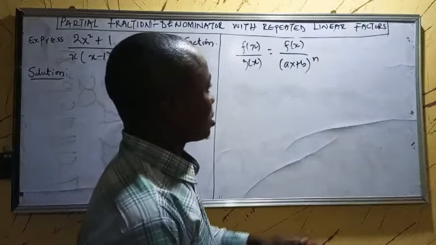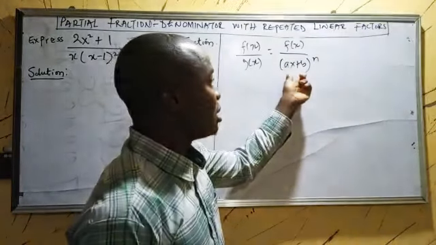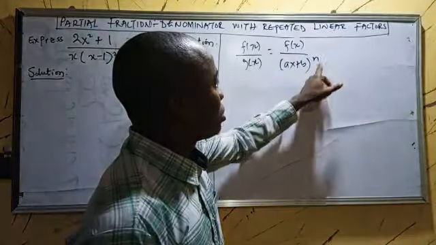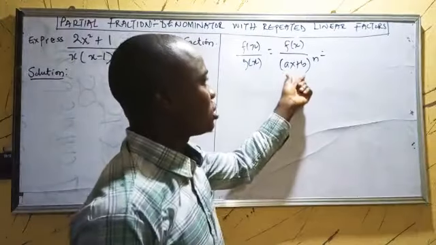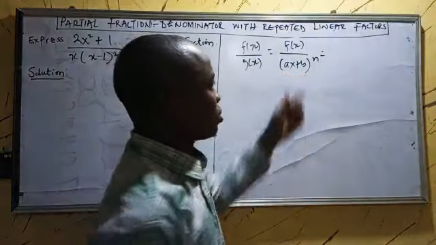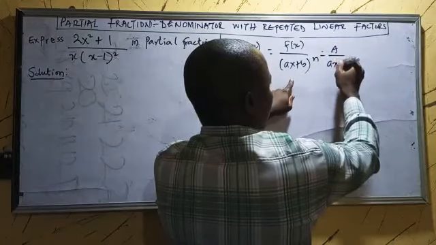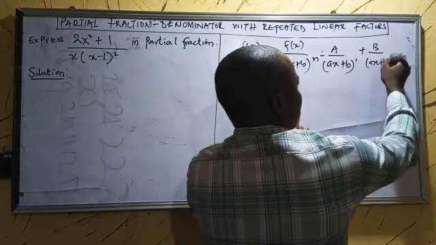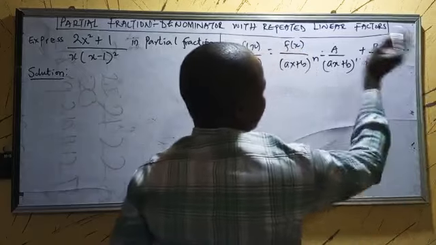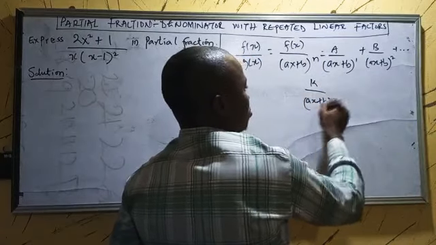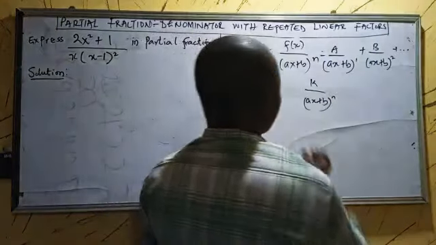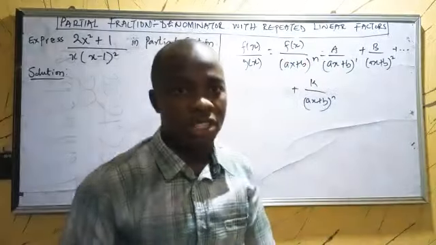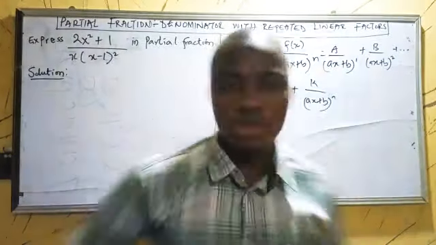You understand? So now you can see what we have at the denominator is a linear factor that is repeated. What is making it repeated? Because of the power n. So the corresponding partial fractions of this denominator will be A over (ax plus b) to the power 1, you have to start from 1, plus B over (ax plus b) to the power 2, then up to, let me say, K over (ax plus b) raised to power n. Therefore we are going to n. So that is how we are going to be resolving rational functions with repeated linear factors.